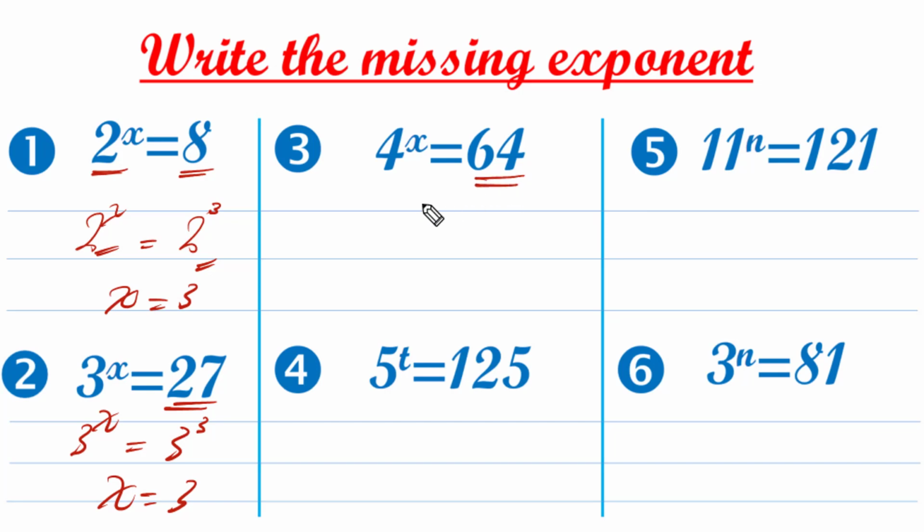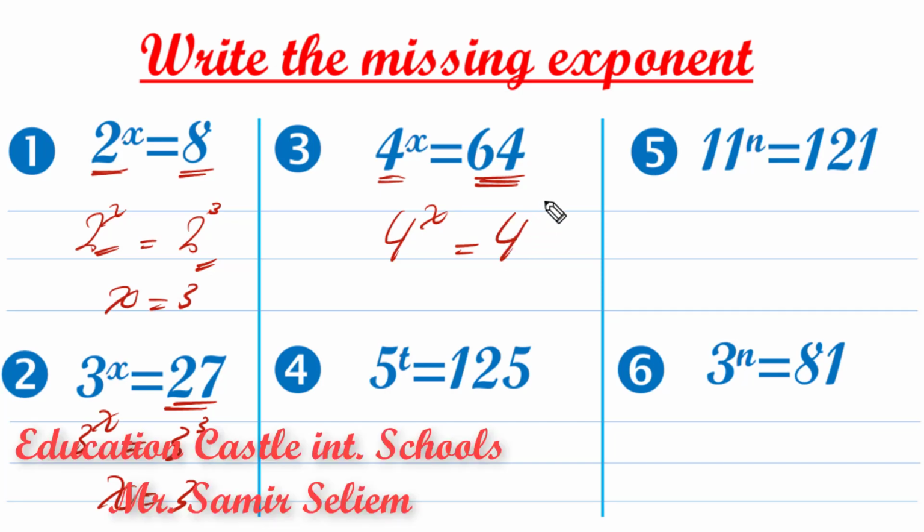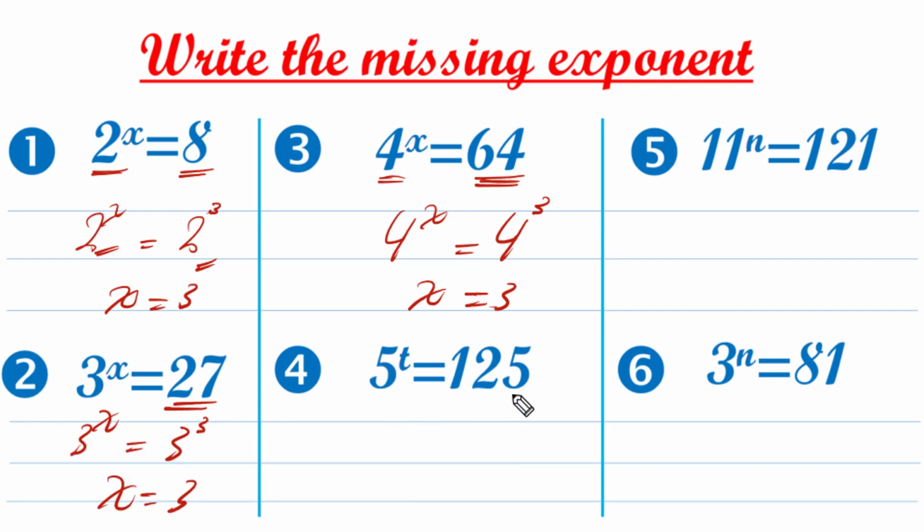4 raised to the power x equals 64. What's the exponential form of 64? With the base 4, we can write 4 raised to the power x equals 64 is 4 cubed. Now we can deduce that x equals 3. We studied before the exponential form of 125 is 5 cubed. We can write it as 5 raised to the power t equals 5 raised to the power 3. We have the same base. Now t equals 3.